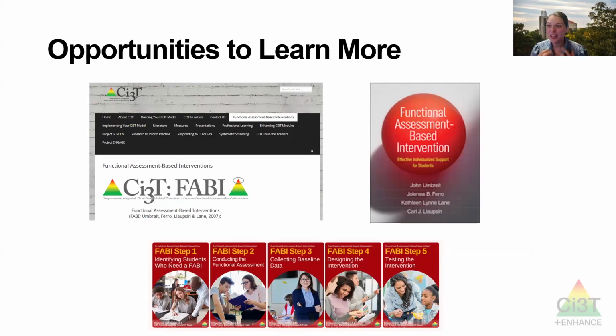And if this is something that you're like, hey, I really want to implement this, or this is something we want to do next year, we'd invite you to check out some of these opportunities to learn more. So there's a FABI tab of our website that has a lot of great resources. The book is incredible. It's the only textbook I saved from graduate school, and I took a lot of classes. This is excellent. It is not like a textbook. It is written for educators. It's fantastic. And then there's this module series. So there's the intro module and then one for every step. So if you're interested in learning more, we definitely invite you to check out these resources.